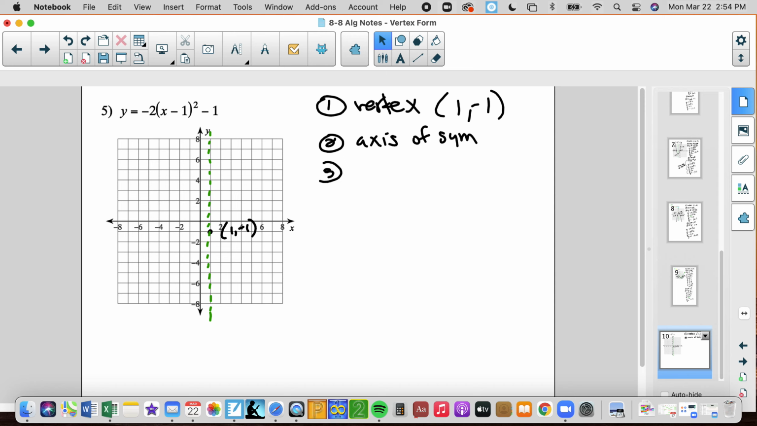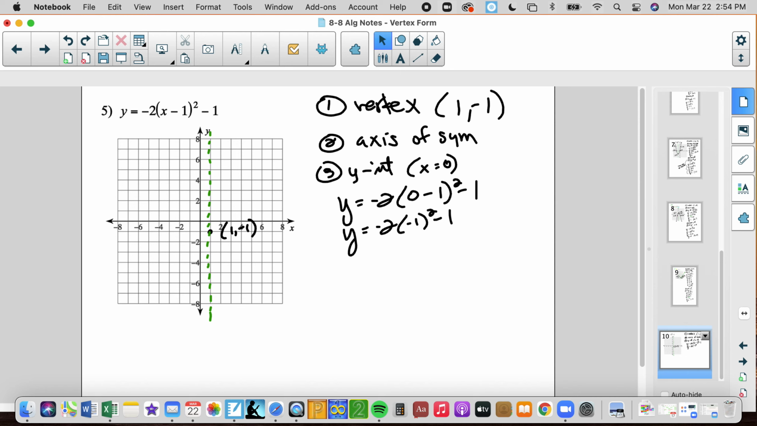My y-intercept: x equals 0, I'm going to get y equals negative 2 times the quantity 0 minus 1 squared minus 1. That gives me negative 2 times negative 1 squared minus 1. That gives me negative 2 times 1 minus 1. That gives me negative 2 minus 1. And that gives me negative 3. So when I plug in a 0, I get negative 3.